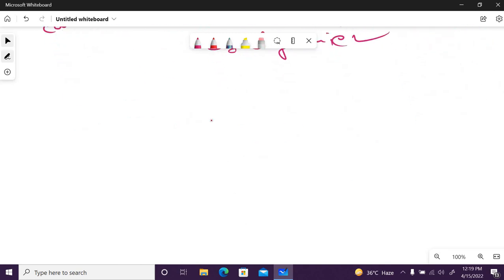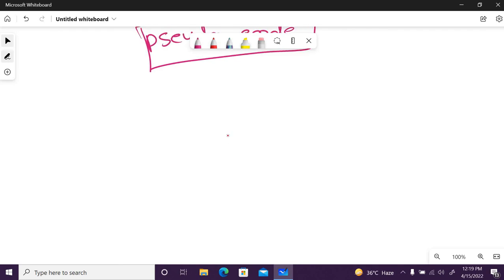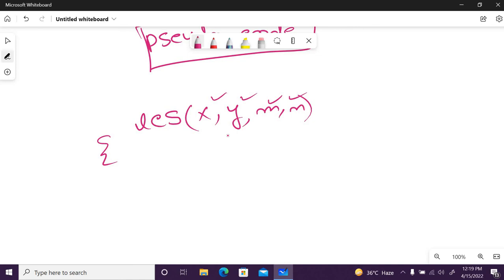So let's try to understand the pseudocode here. I am writing the pseudocode, and then I will give you the intuition of how this pseudocode is working. This is the LCS, the longest common subsequence. I am taking 3 variables: x, y, the strings, and the lengths of the strings, m and n. First, I have to take a 2D array of m plus 1 rows and n plus 1 columns. This is actually our 2D array.